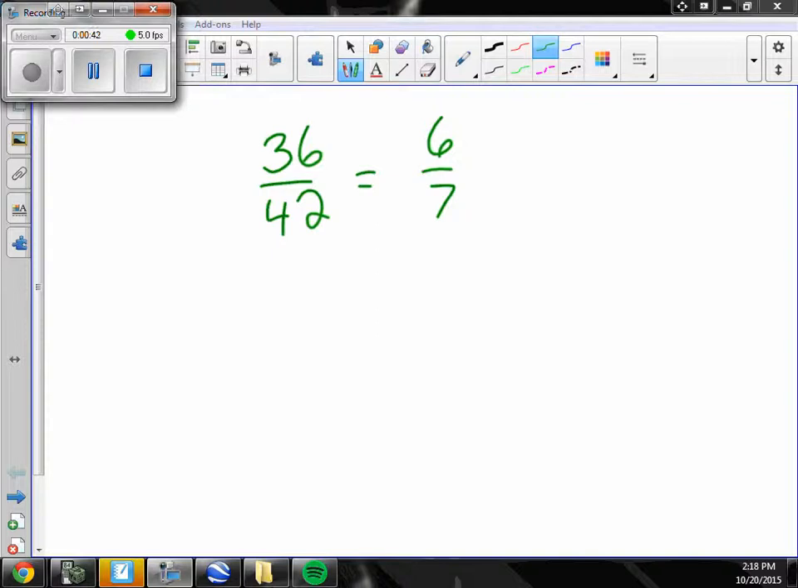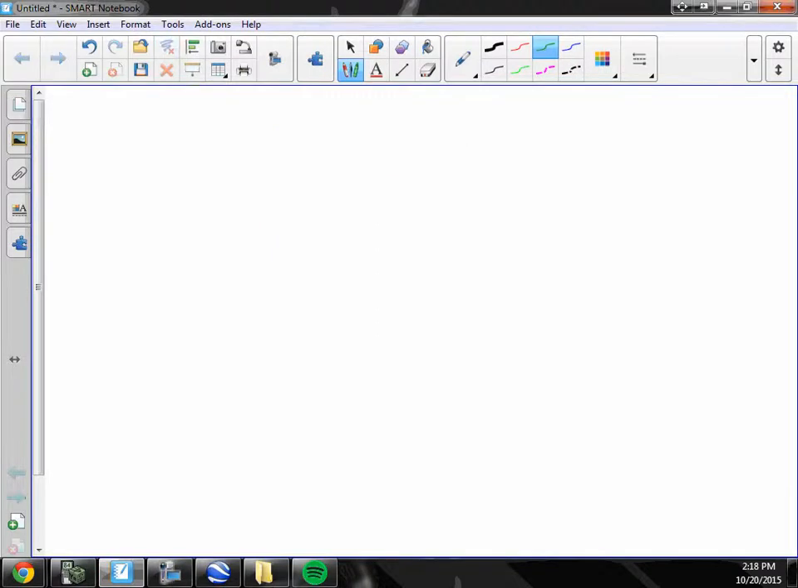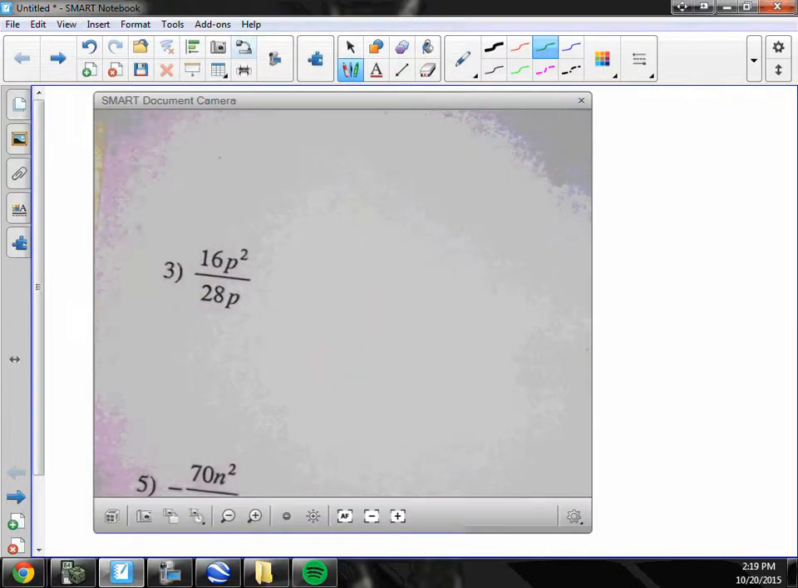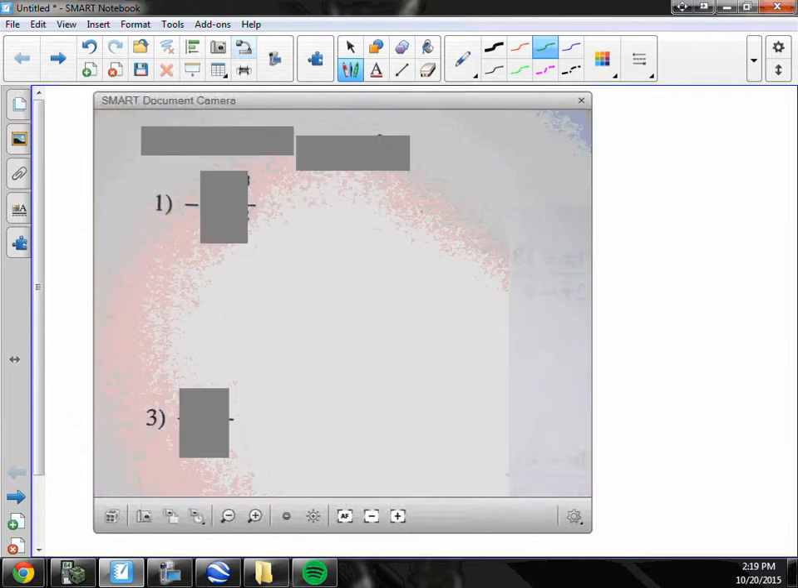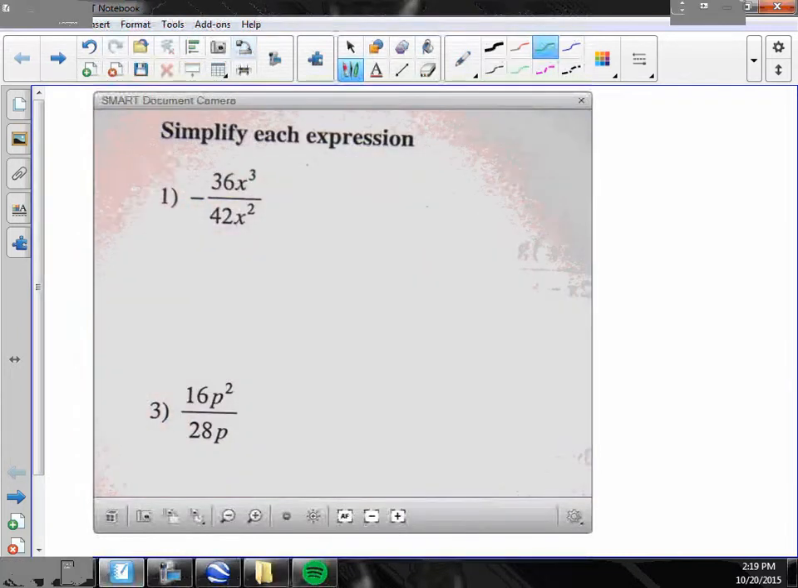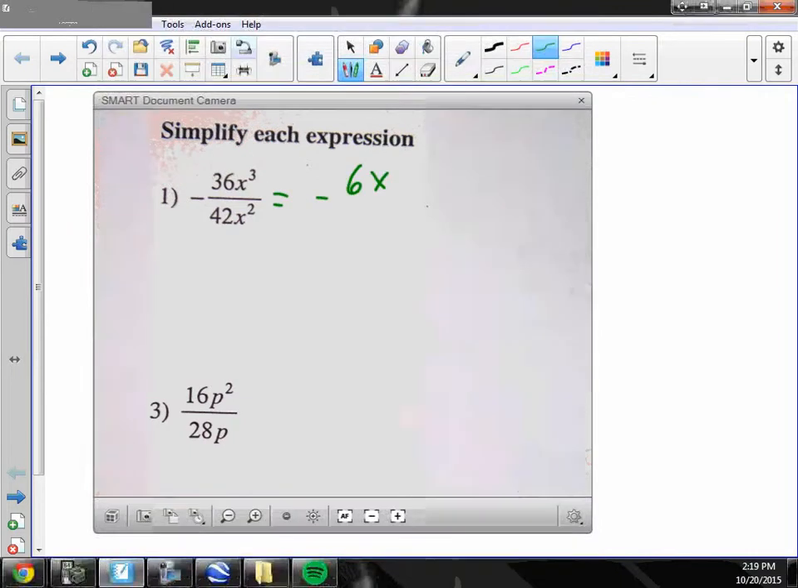So if you look at number 1 of yesterday's assignment, you see negative 36x to the third over 42x squared. And that's simplified to be negative 6x over 7. Is there any difference between negative 36x to the third over 42x squared and negative 6x over 7? No? Well, let's check it out.